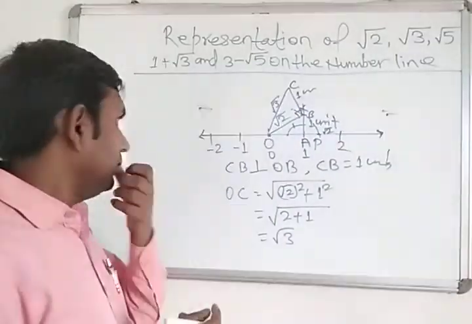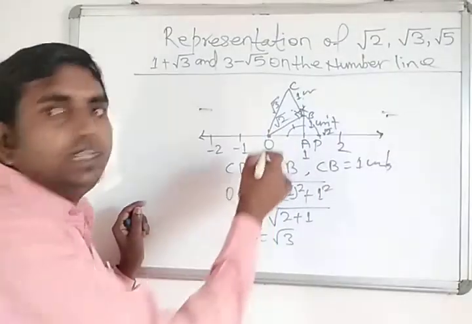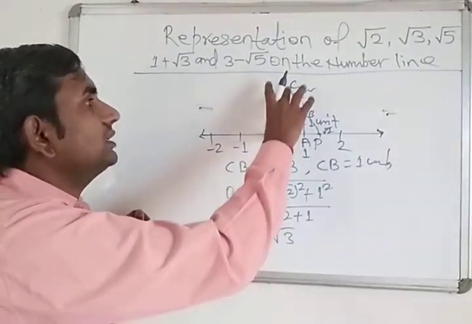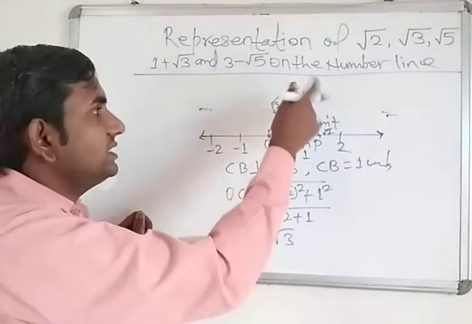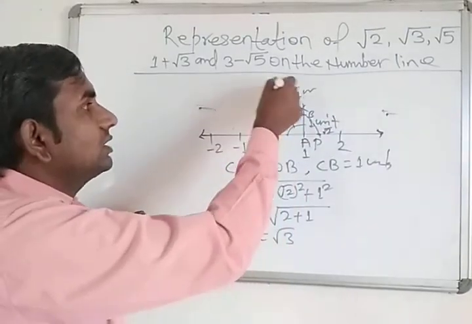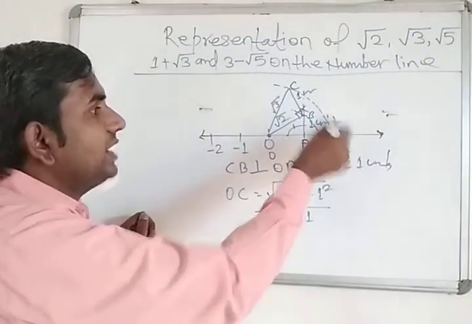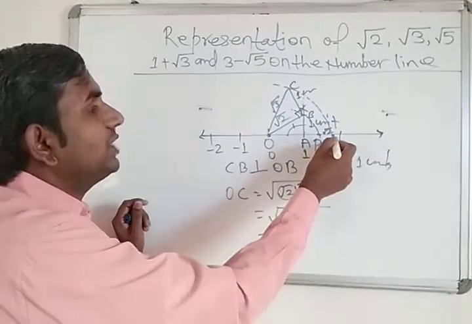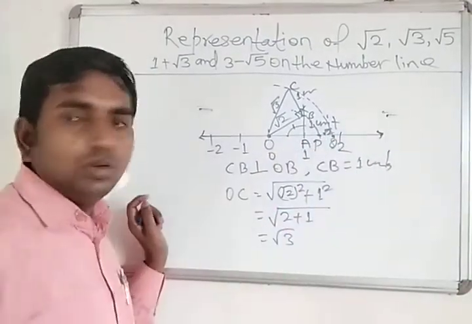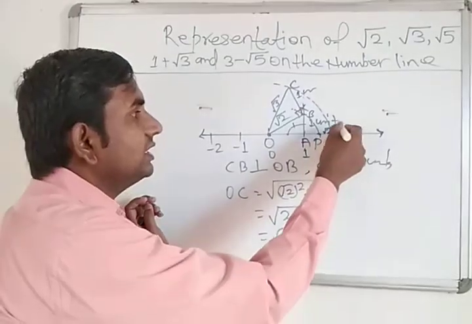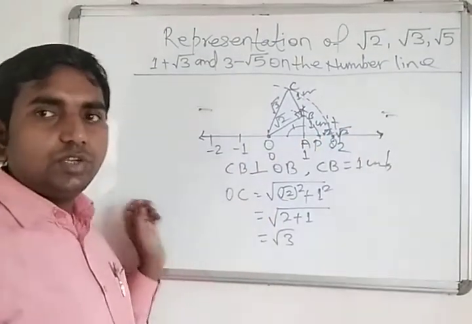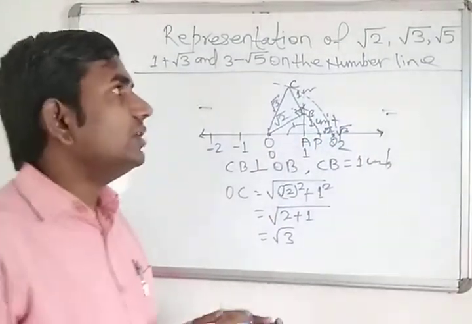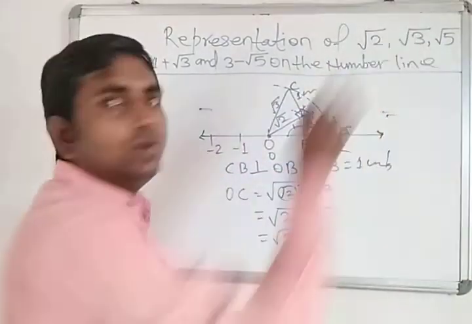Now we assume O is the center, same as before, and we take an arc equal to OC. Then we find the point under root 3, and we name this point Q. So point Q indicates under root 3. In this way we represent under root 2 and under root 3.